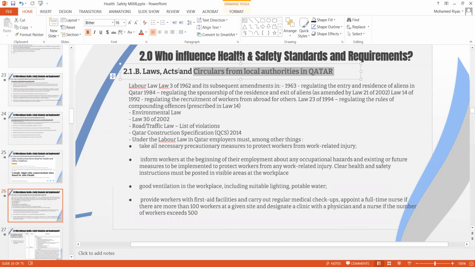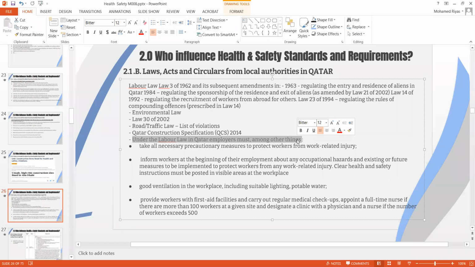Coming to Qatar, Qatar has its own labor law, which is law number 3 of 1962. Time to time it is updated, and we have law 30 of 2002 and the road traffic law with the list of violations. Then we have the Qatar Construction Specification, QCS 2014, and the recent one.